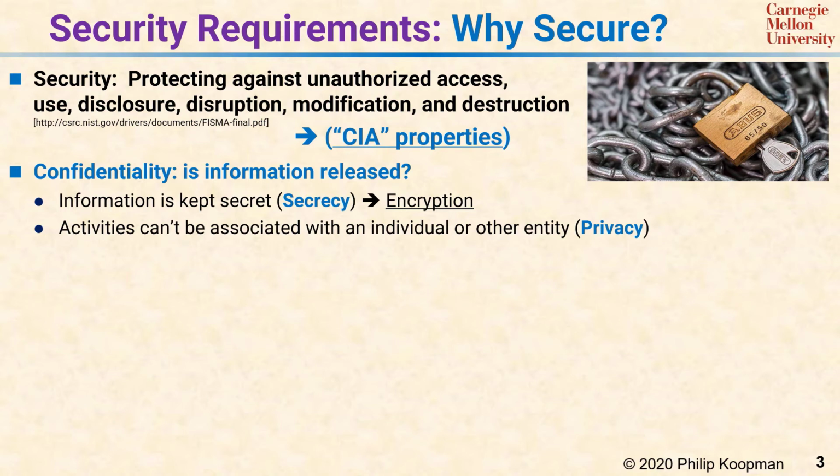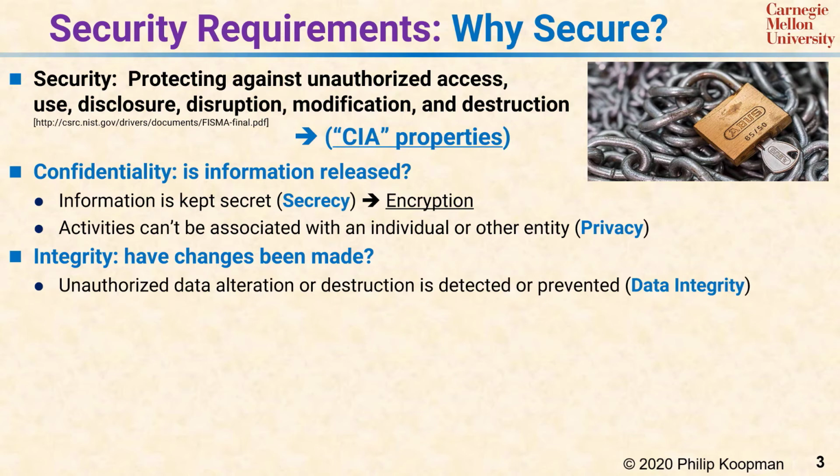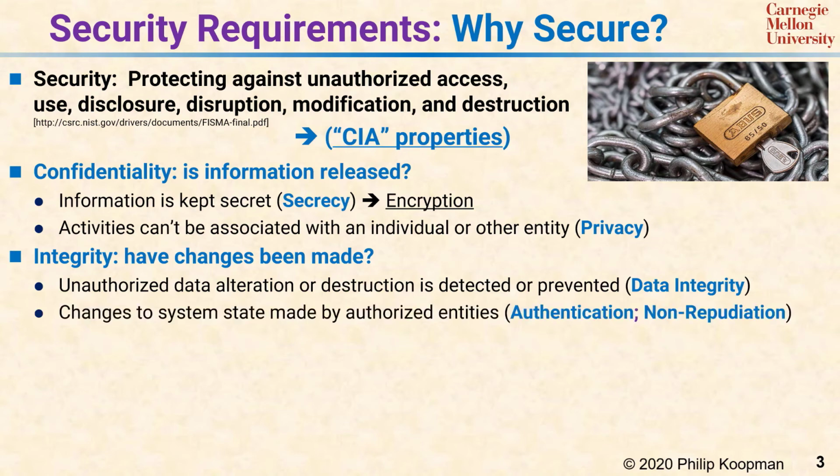The I in CIA is integrity, which has to do with making sure that only appropriate changes are made to a system. Preventing or detecting unauthorized data alteration or destruction is called preserving data integrity. For a thermostat example, it is usually important to ensure that new firmware downloads have not been tampered with to avoid introducing malicious code.